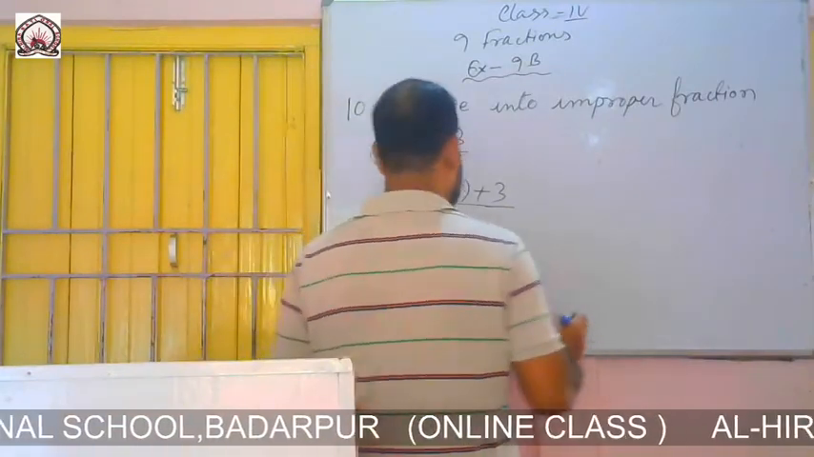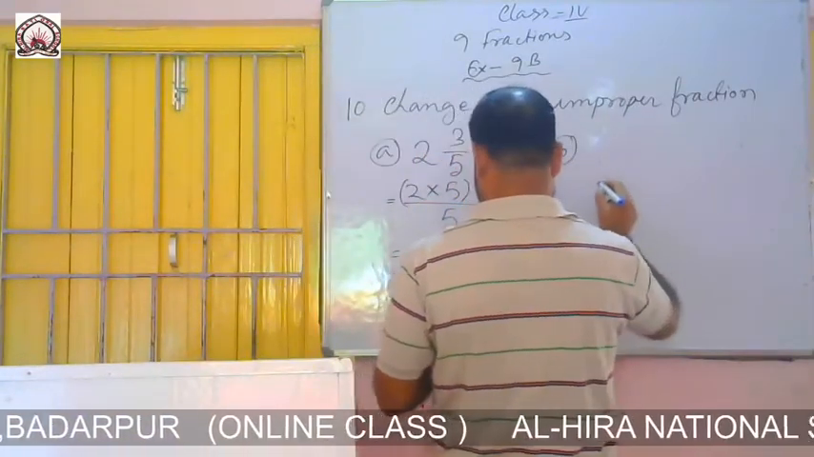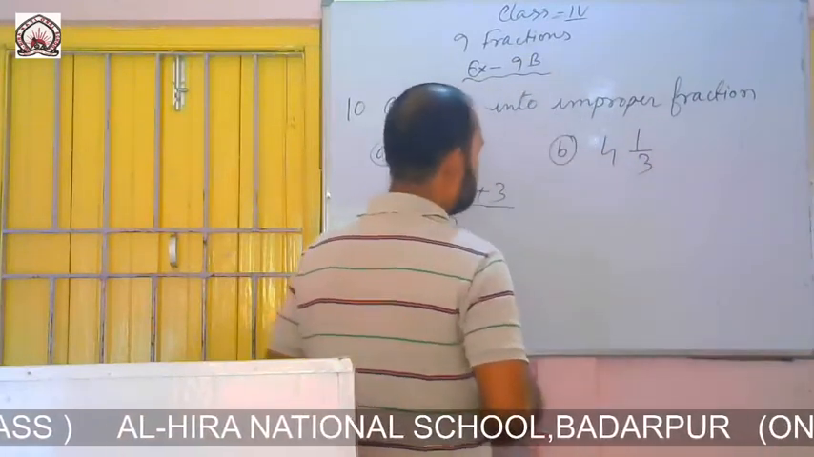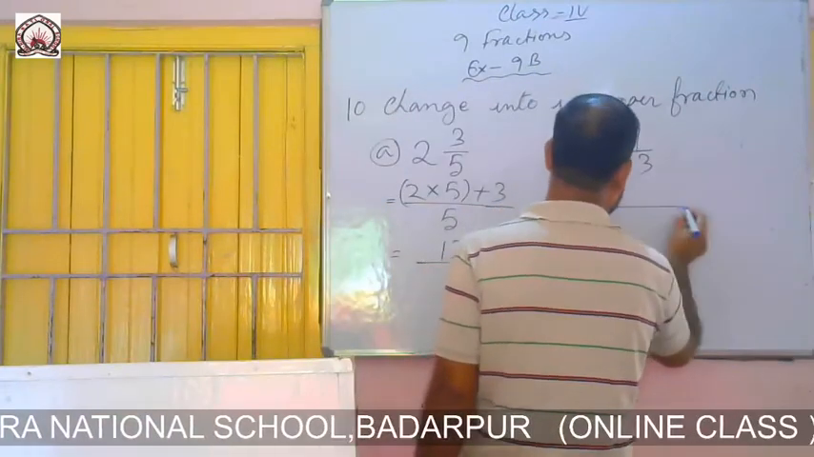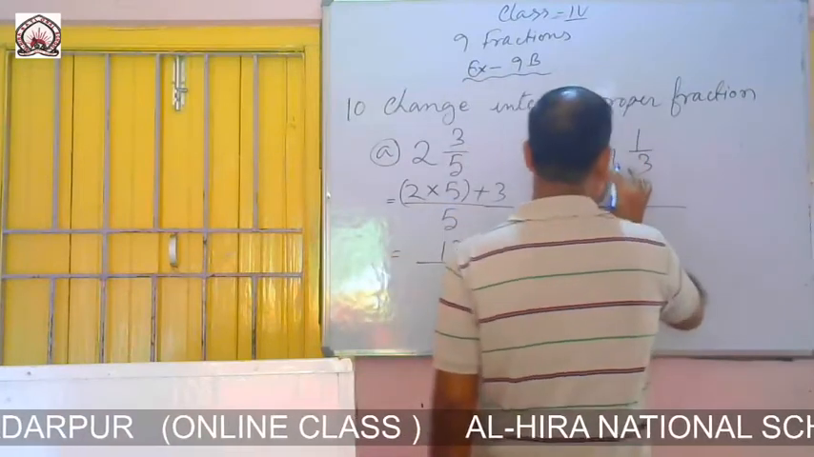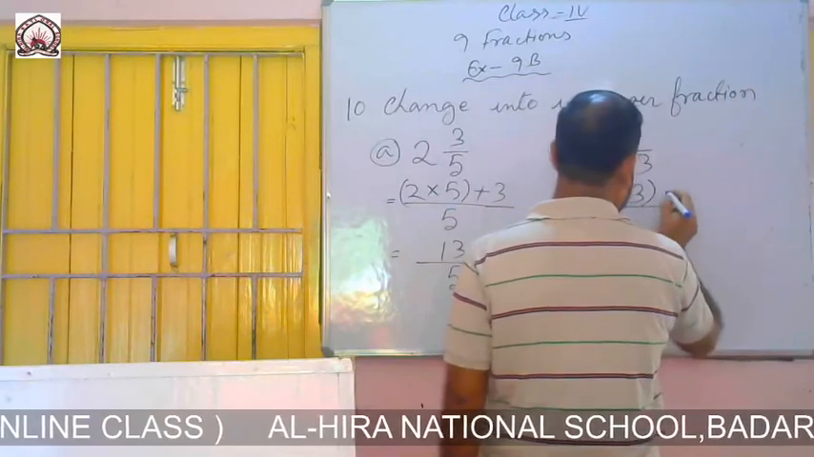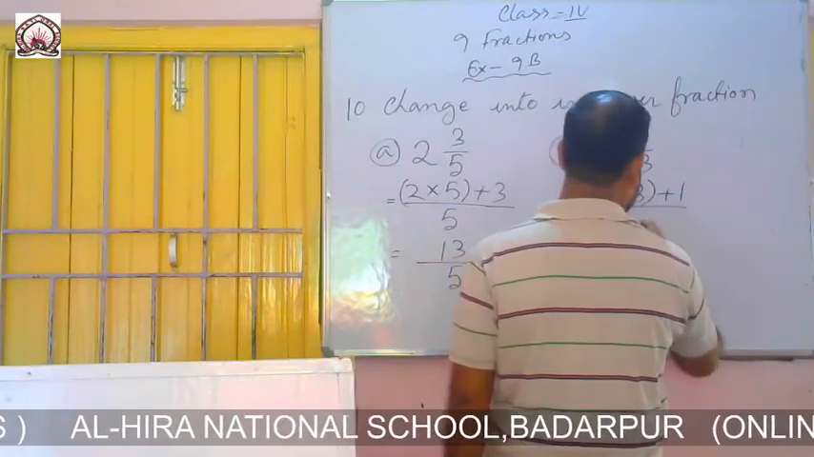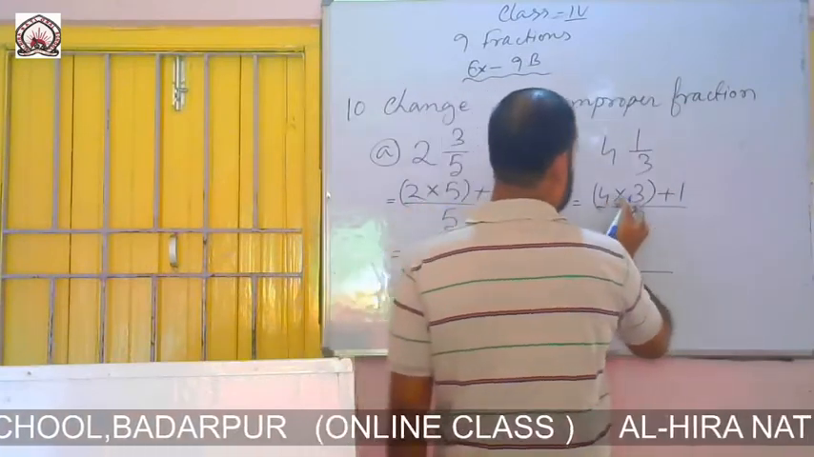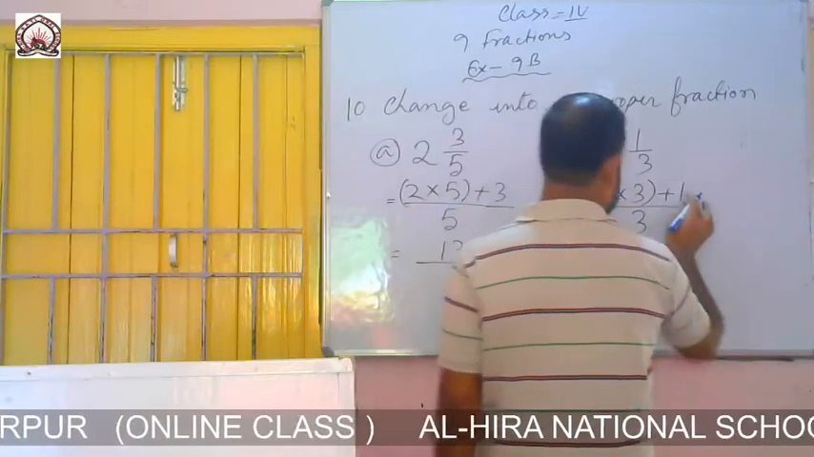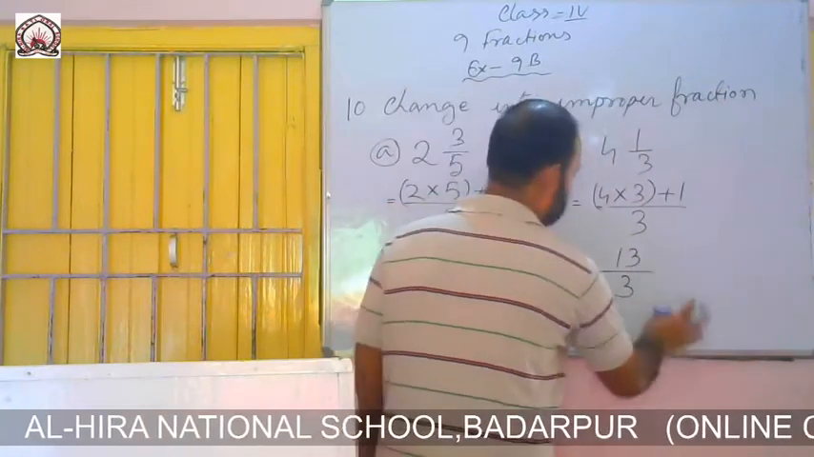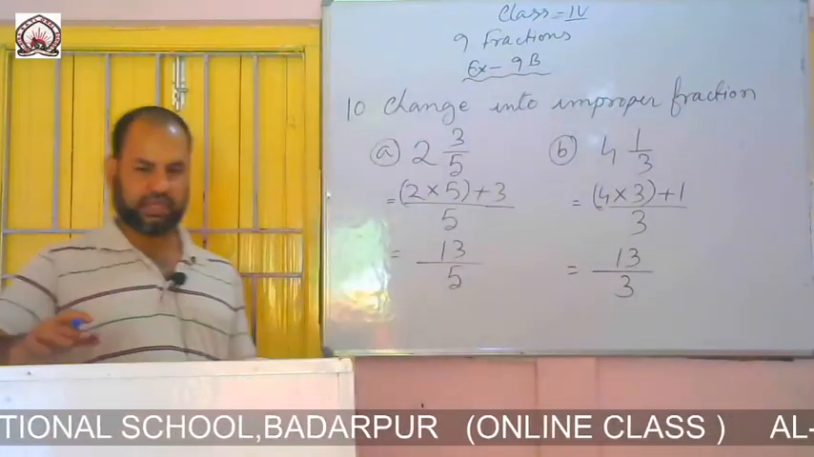Next, question number B. 4 1/3. So the rule is the same: whole number into denominator plus numerator, over 3. So 4 threes are 12, 12 plus 1 is 13, 13/3. The improper fraction is 13/3.